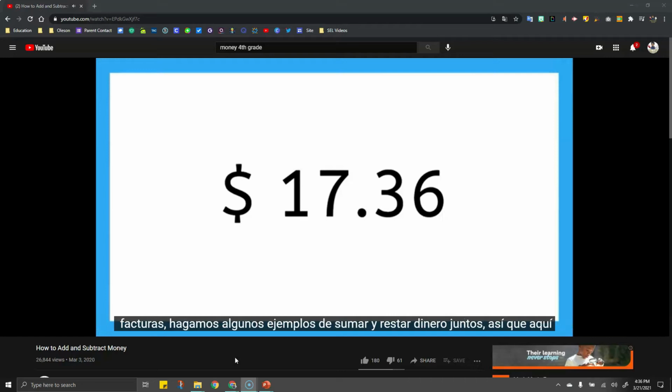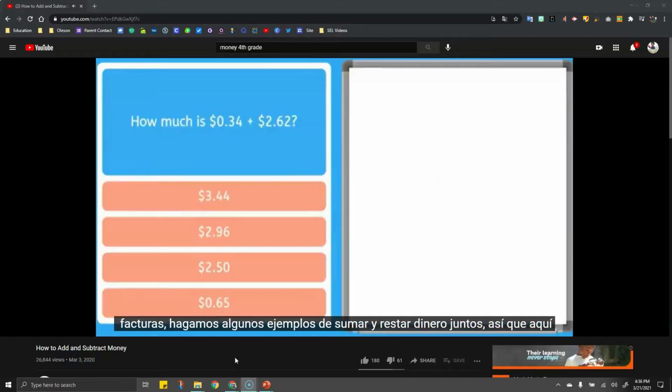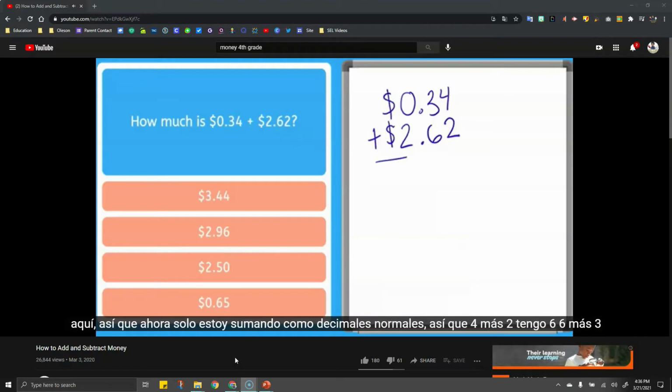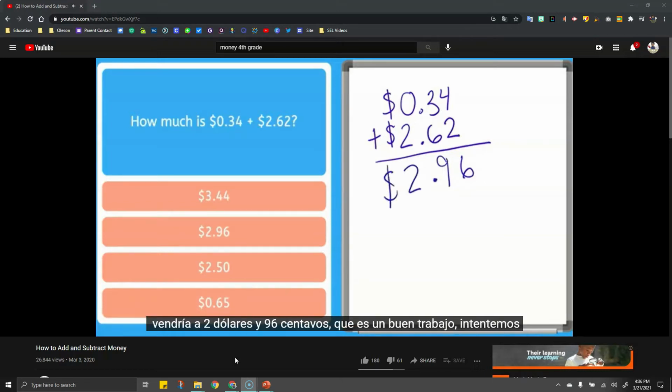Let's do some examples of adding and subtracting money together. So here our problem says, how much is 34 cents plus $2.62? So we have $0.34 plus $2.62. I can add my dollar signs in here. So now I'm just adding like normal decimals. So 4 plus 2, I have 6. 3 plus 6 gives me 9. I move my decimal point down, and then 2 plus $0 is $2. So my total would come to $2.96, which is right there. Nice work.